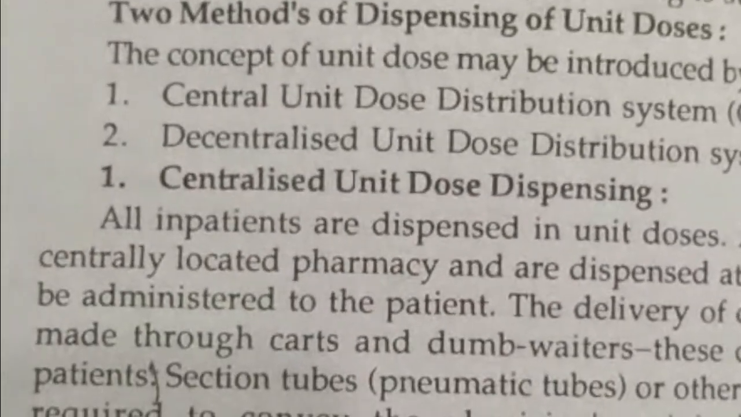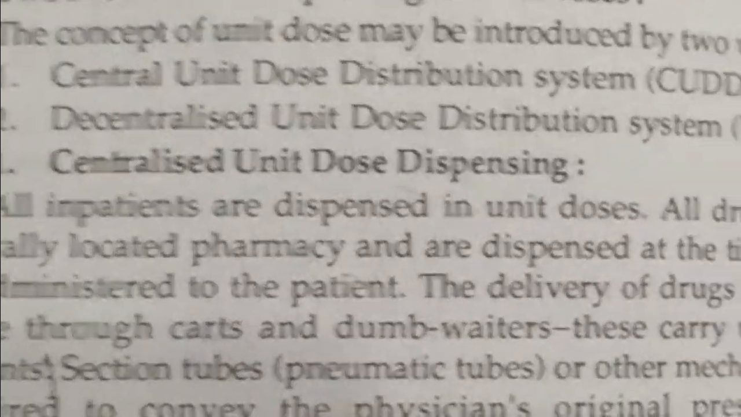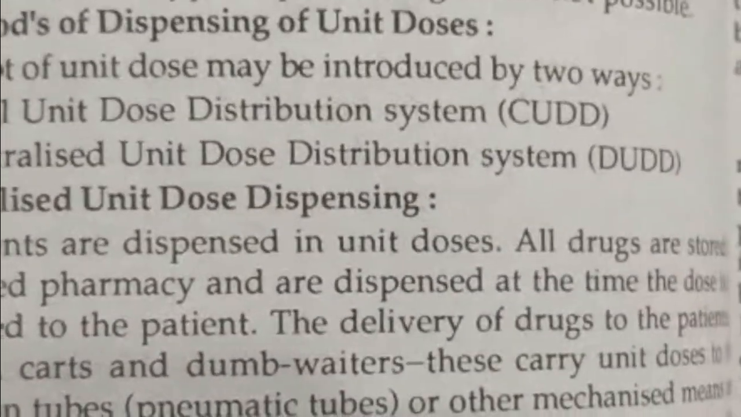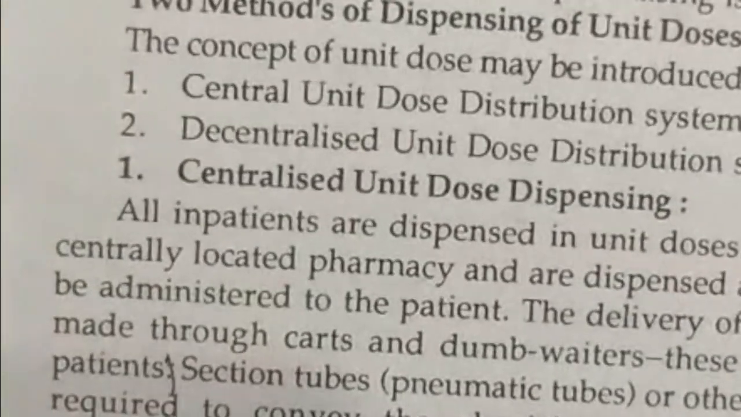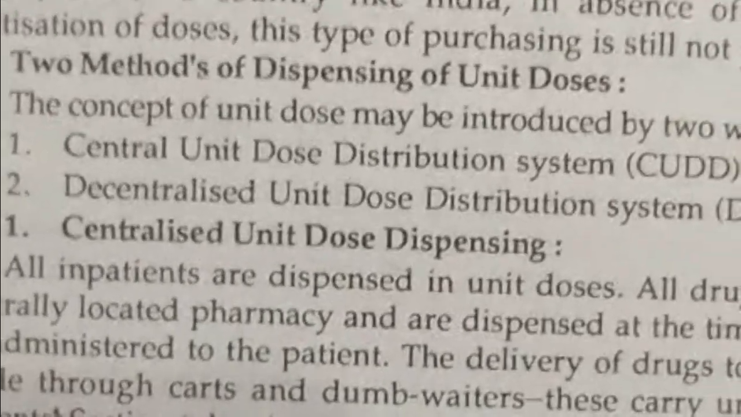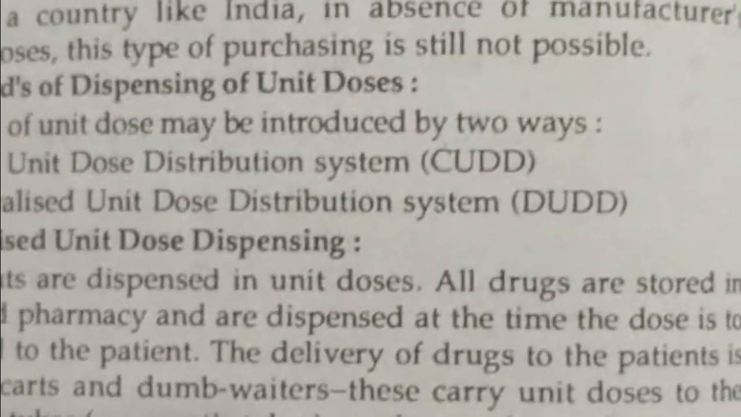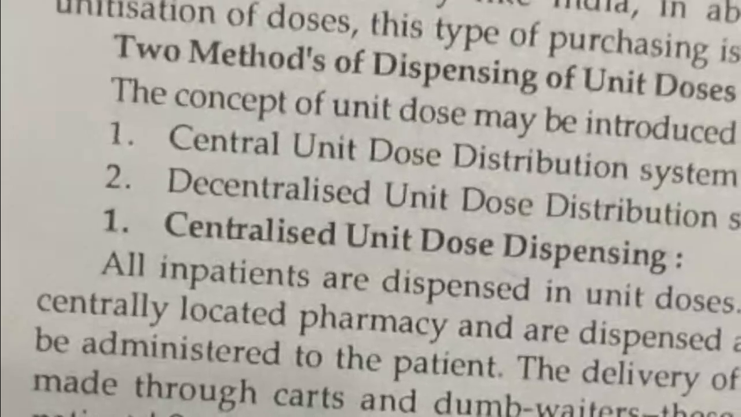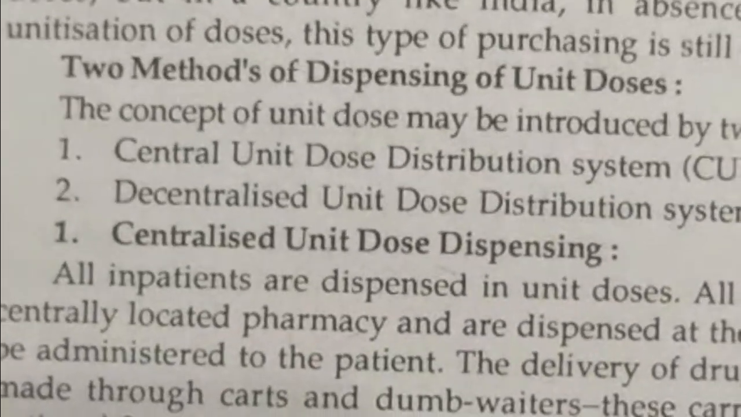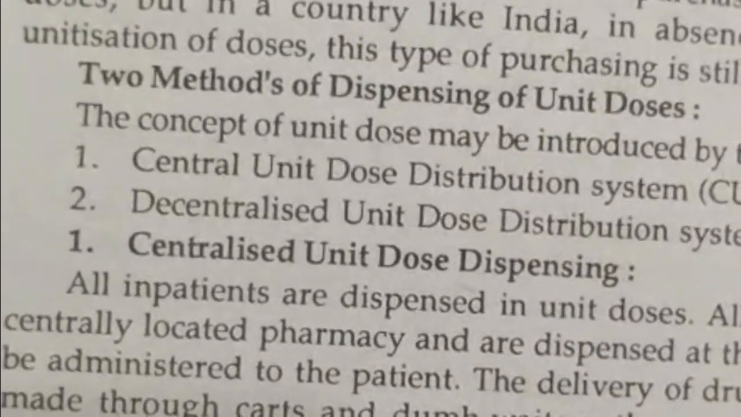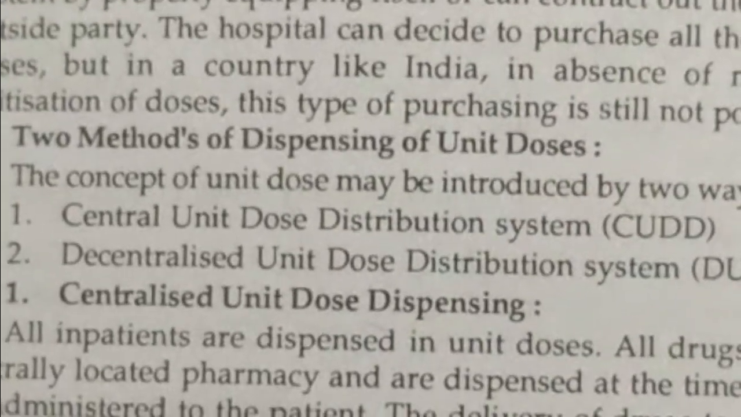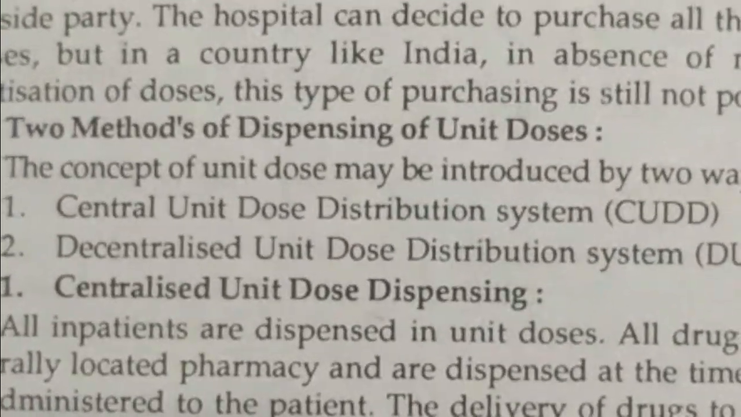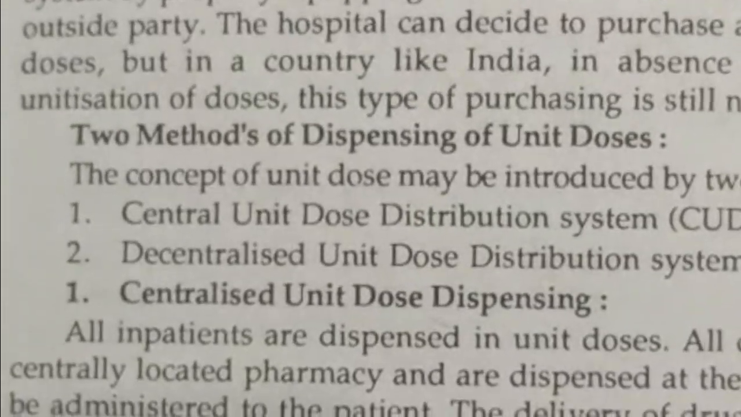In centralized unit dose dispensing, all inpatients are dispensed drugs in unit doses. All drugs are stored in a centrally located pharmacy and are dispensed at the time the dose is to be administered to the patient. The delivery of the drugs to the patient here is made through carts and dumb waiter. You can skip that point, no need for it. So up to the patients you can write.